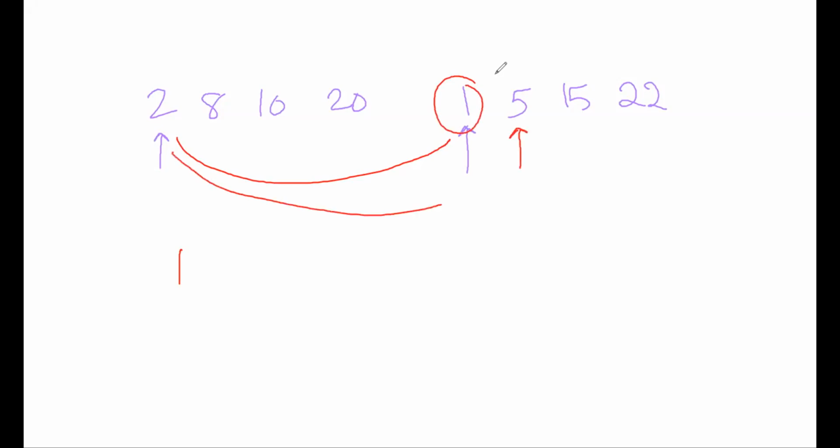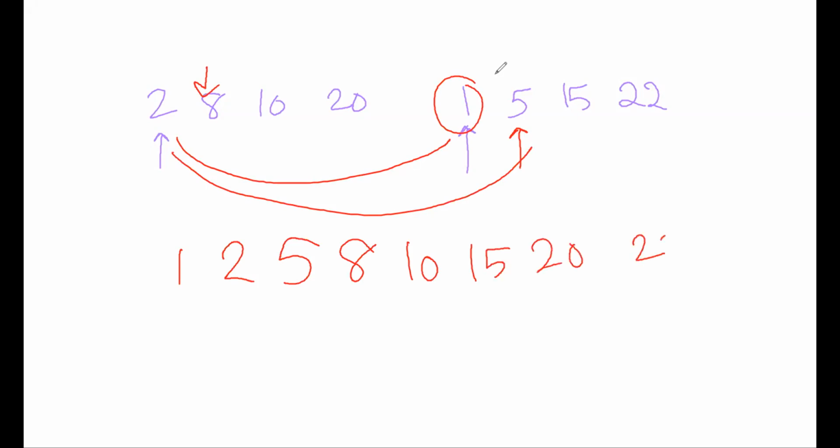Then I compare 2 with 5. 2 is smaller, so 2 goes in the resultant. This pointer moves ahead and this pointer stays, the 5 one. 8 and 5, 5 comes here. Okay. Then 8 and 15, 8 comes here. 10 and 15, 10. Then 20 and 15, 15, 20 and 20. This is how it will be sorted.